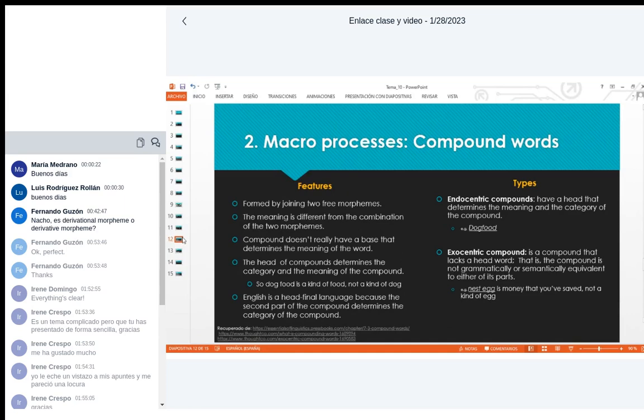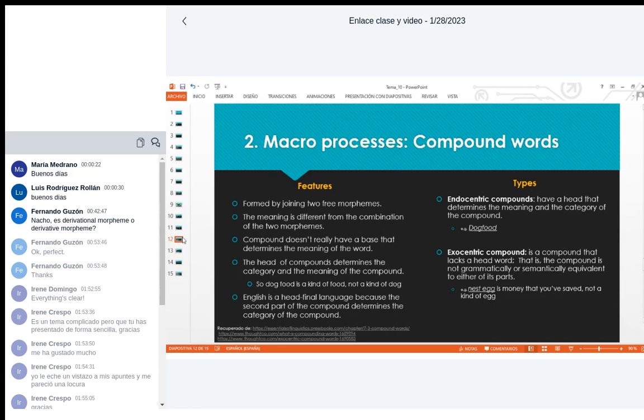Now, what kind of compounds can we find in the English language? We've got those which are called the endocentric compounds and the exocentric compounds. The endocentric compounds, endo refers to something interior. In this case, the head determines the meaning and the category of the word. In this case, the head of this compound is the first root, dog.